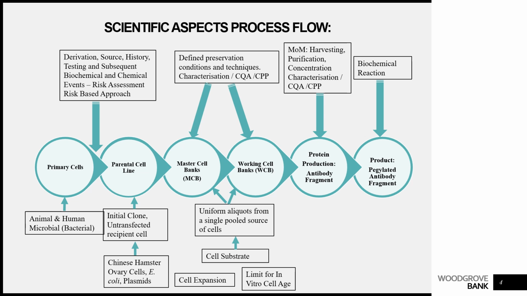So for your critical quality attributes, you have to understand them at this stage, and you also have to understand your critical process parameters, because you're thinking about your manufacturing process, and your manufacturing process will involve you manipulating or at least handling these cells.